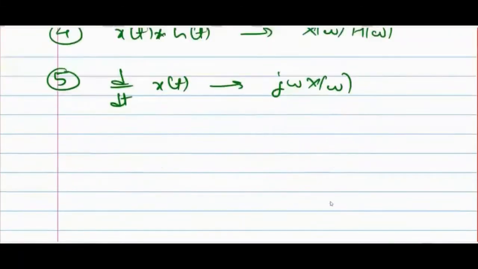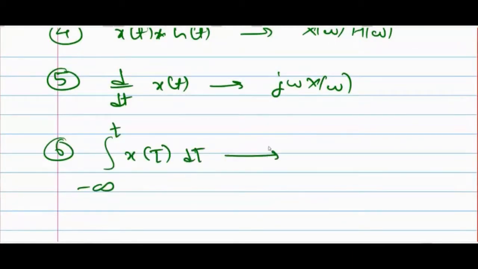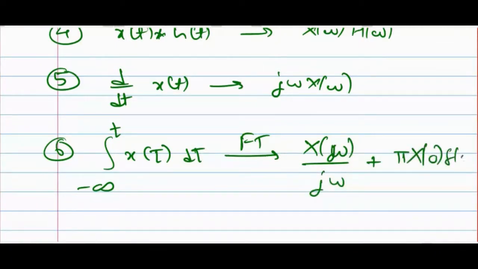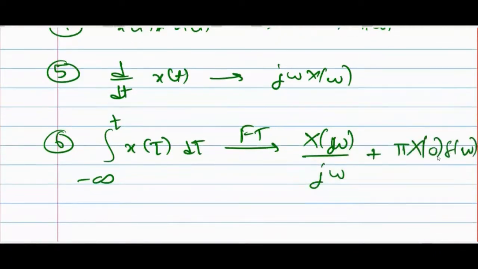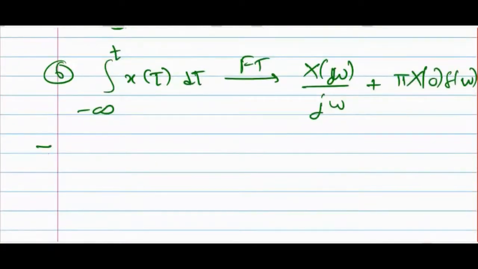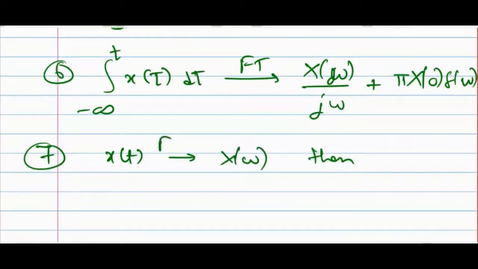Sixth property, integration. Integral from minus infinity to t of x of tau d tau has Fourier transform x of omega divided by j omega plus pi x of 0 delta omega. Seventh, duality. If x of t has Fourier transform x of omega, then capital X of t has Fourier transform 2 pi x of minus omega.